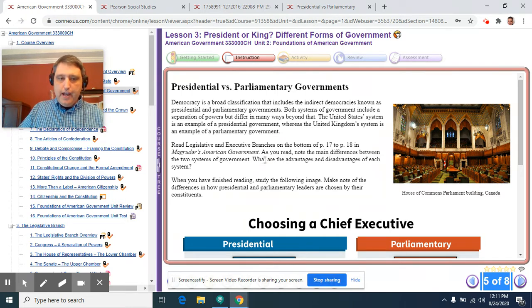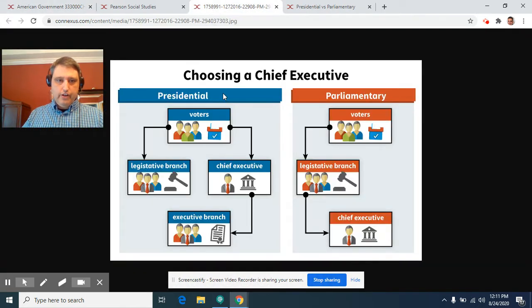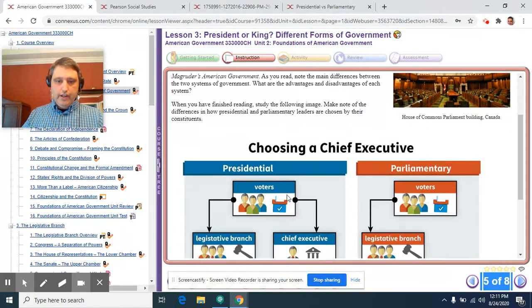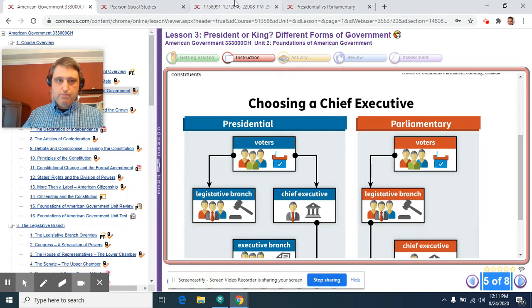In the United States, we have what's called a presidential system. It makes sense, we have a president, but not all democracies are set up this way. In fact, a lot of democracies are set up as what we call parliamentary governments. And we're going to look at the difference of that. I want you to look at this chart. This chart actually is this one right here, just blown up.